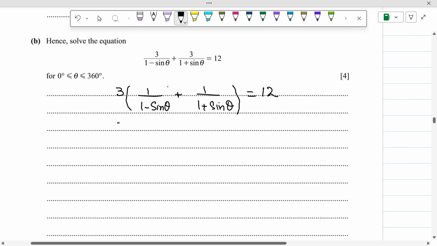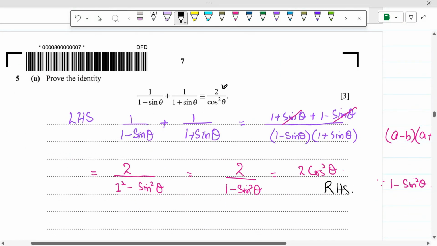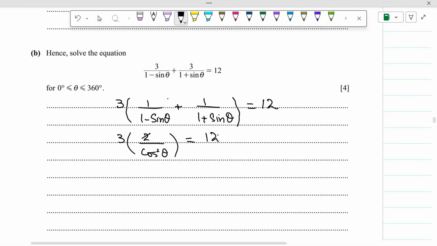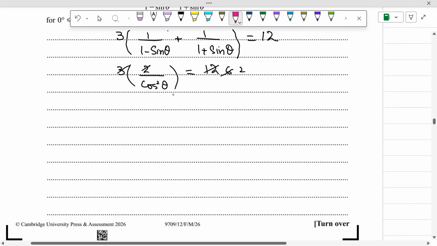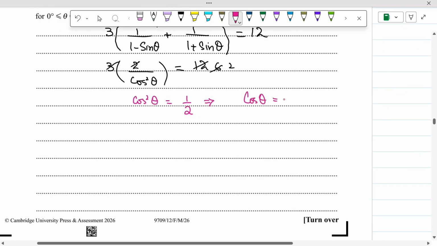So 3 times this part is equal to this value because we just proved it. So 3 times 2 over cos square of theta is equal to 12. This one is 6 and this one is 2. After cross multiplying, we will have cos square of theta is equal to 1 over 2. Taking square root on both sides, we will have cos of theta is equal to plus minus 1 over under root 2.